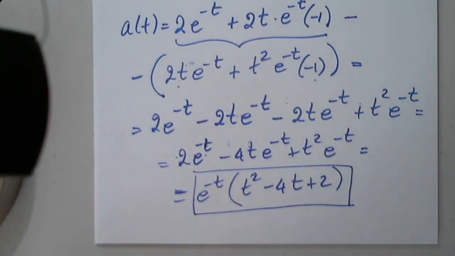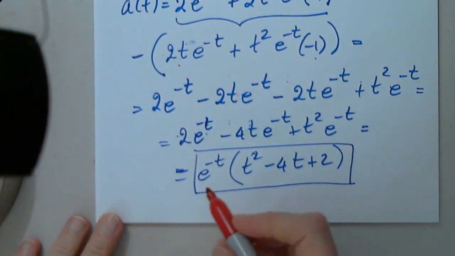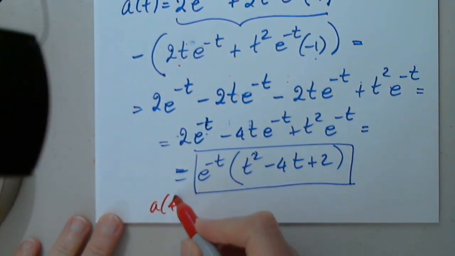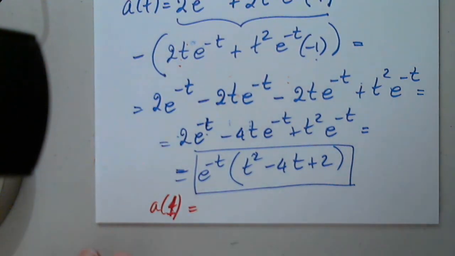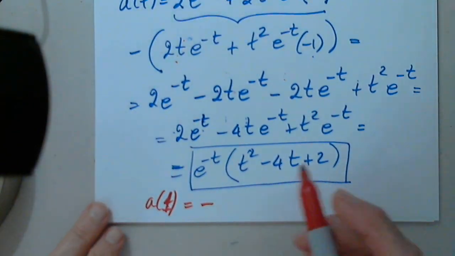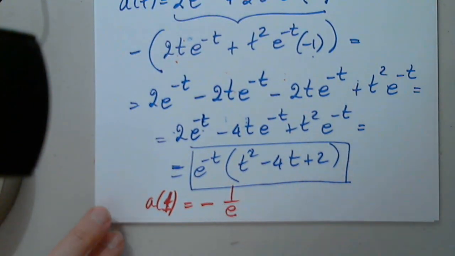So we determined the acceleration, but now they want the acceleration at time 1 second. Let me double check. I think that's what they want. And after 1 second, correct. So 1 plus 2 is 3. 3 minus 4 is negative 1. So this is negative 1 over e. Measurement unit.